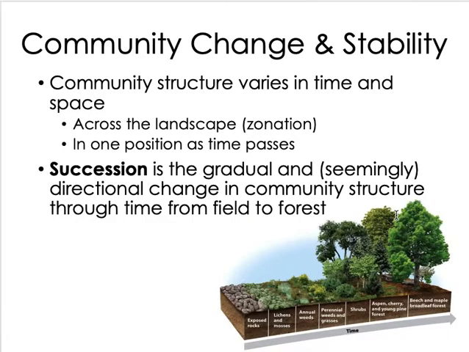Okay. So aside from the different roles that species play as foundation and keystone species, we also have what we call community change and instability in a community. So how does a particular community change? How do they become stable after disturbances? That is included in the discussion of community ecology. And talking about change and stability, community structure varies in time and space. So there are temporal and spatial changes or variations. That is across the landscape, which creates the zonation that I discussed in the first few slides.